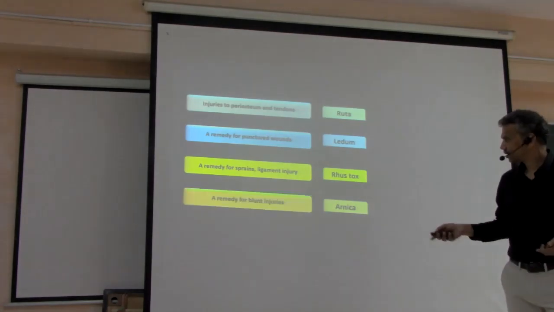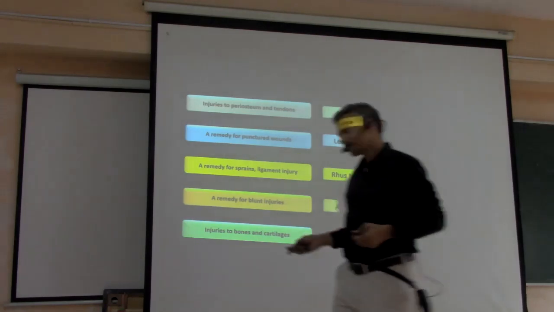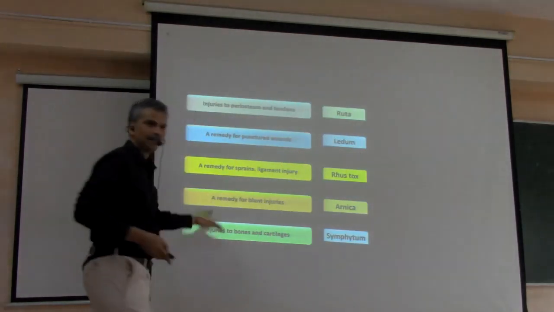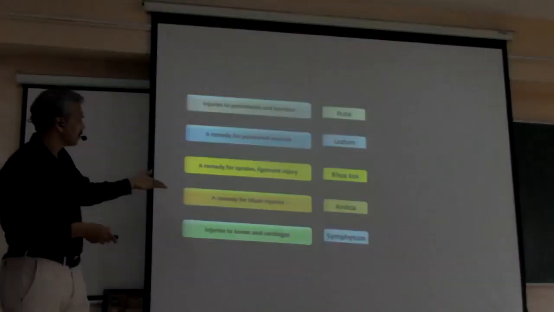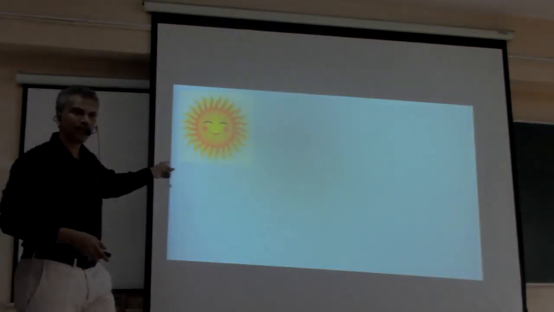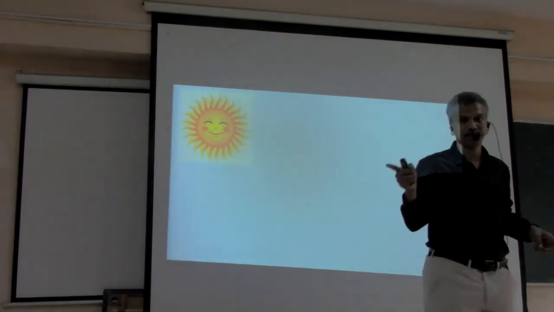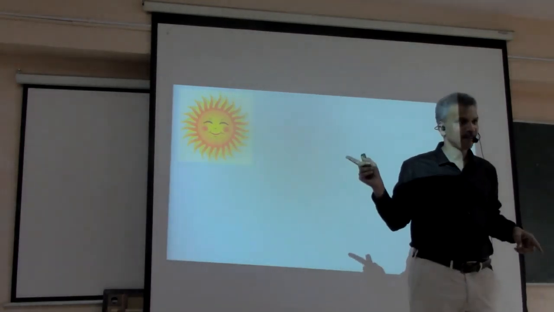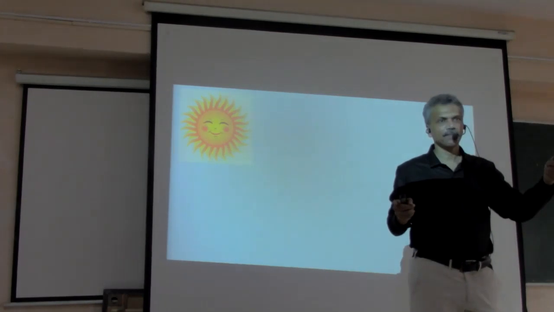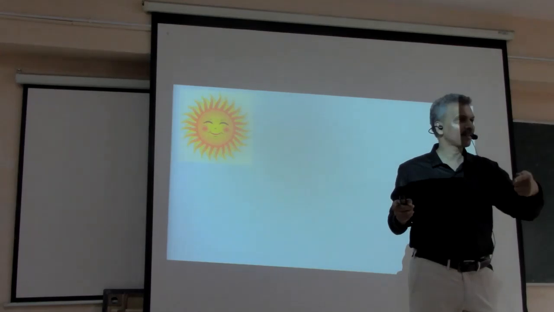Brain injuries, good. Injuries for bones and cartilages. Very good. See, all this can be MCQs. So ailments from blows is what we saw. Ailments which also come from exposure to sun. One more remedy: ailments from getting overheated, exposure to sun.